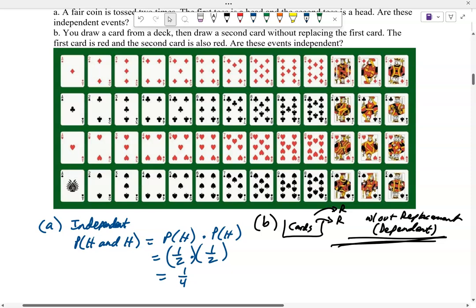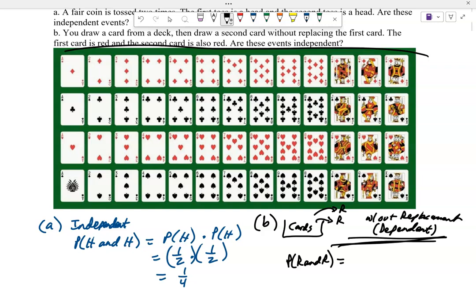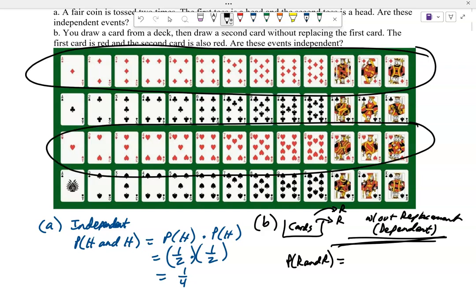Probability of pulling a red out and then another red. Probability of red and red. Well, for the probability of pulling a red out, how many reds do we have? 13 plus 13. Looks like we got 26 out of 52 total cards, right? So let's say we pulled out an ace of hearts. So this is gone right there. So when I go to pull out the next one, how many reds do I have left? 25. Out of how many cards do I have left? 51.